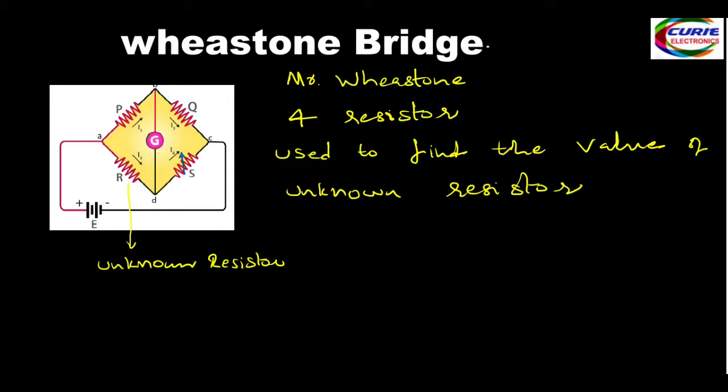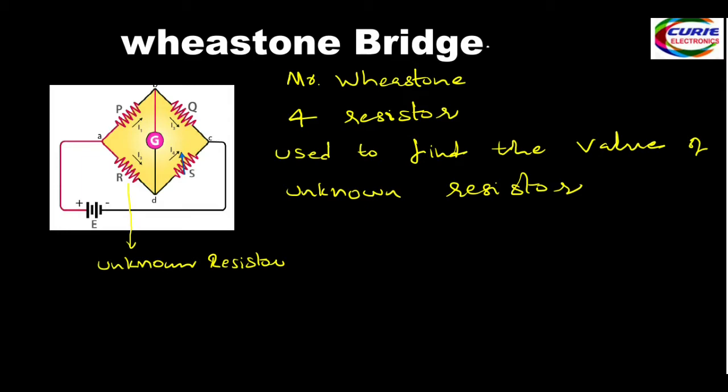If you see this diagram, it's like a bridge rectifier. Okay, similar way, we can say, not bridge rectifier, instead of diodes, we are having resistors in their places. Now, from this center point, we have one galvanometer.